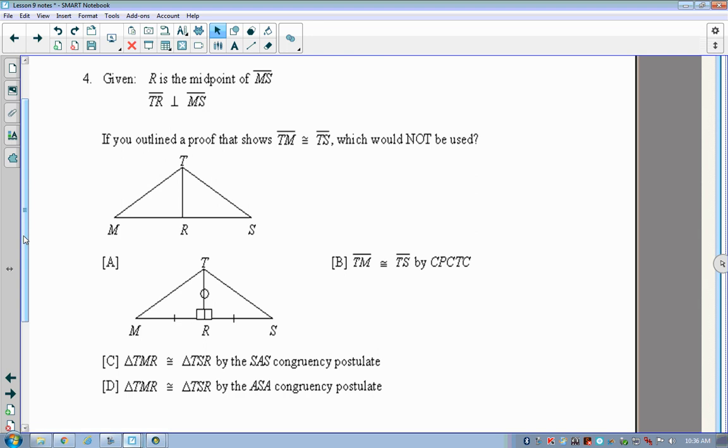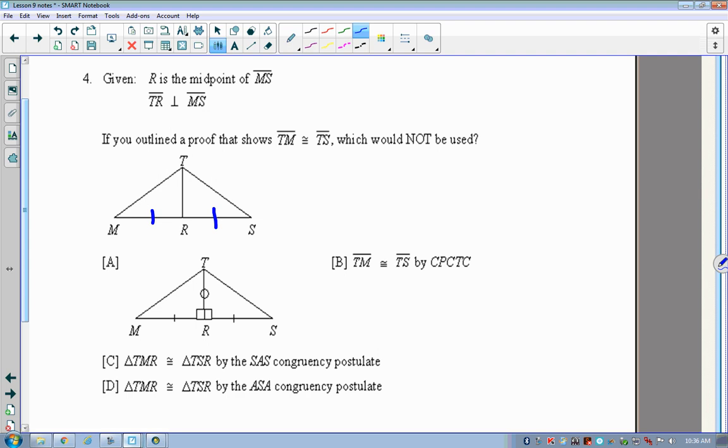Let's see. R is the midpoint of MS. TR is perpendicular to MS. If you outlined a proof that shows that TM is congruent to TS, which would not be used? Okay. So let's start off here, because we're not actually outlining the proof, we're just saying what isn't going to be used. If R is the midpoint, I would be able to say that MR is congruent to RS, right? That would be one of the things that would go in my list. My statement, my reason for that would be definition of a midpoint. A midpoint divides a segment into two congruent segments, okay?